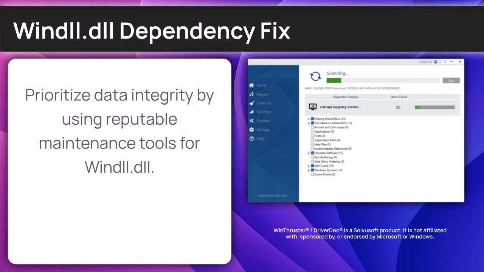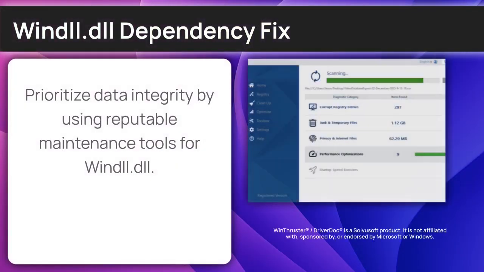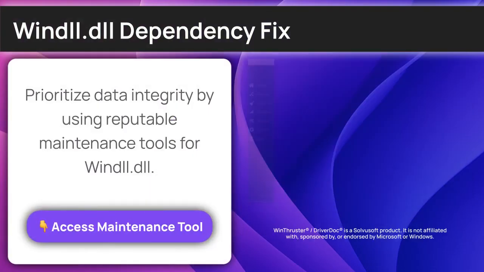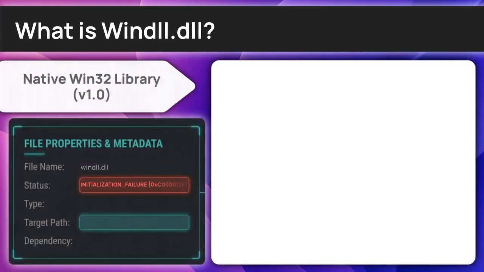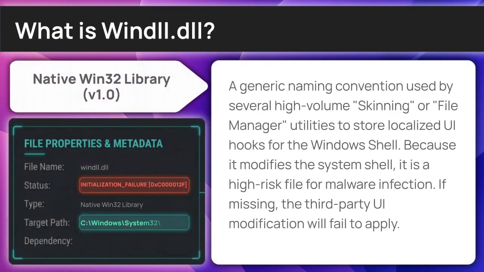Before we begin the manual steps for Windll Library, you can access a utility designed to help provide a clean system environment. This is the Windll Library, a generic naming convention used by several high-volume skinning or file manager utilities to store localized UI hooks for the Windows shell. Because it modifies the system shell, it is a high-risk file for malware infection. If missing, the third-party UI modification will fail to apply.